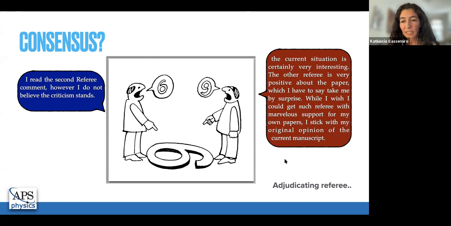If this still doesn't solve it, in some cases we are going to consult an adjudicating referee, which again, sometimes is one of the board members, sometimes it's just some other person in the community in whom we have a higher level of trust.